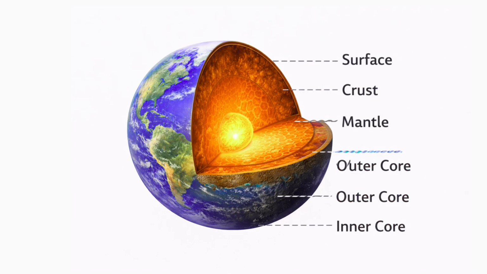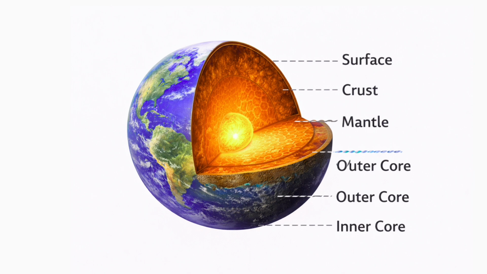What is core? The innermost layer of the Earth, made mainly of iron and nickel. Very hot and heavy, divided into outer core, liquid, and inner core, solid. Responsible for Earth's magnetic field. So core is the hottest and deepest layer.